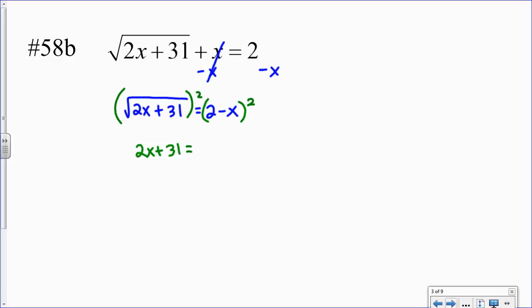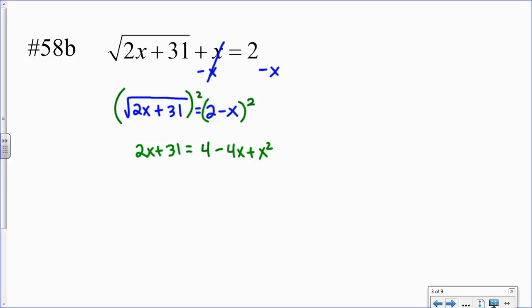All right, so to square a binomial, the shortcut is a squared, so 2 squared, which is 4, and then 2ab. So 2 times negative x is negative 2x times 2 is negative 4x. And then b squared, so negative x squared is positive x squared.